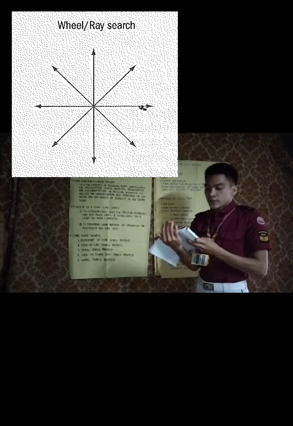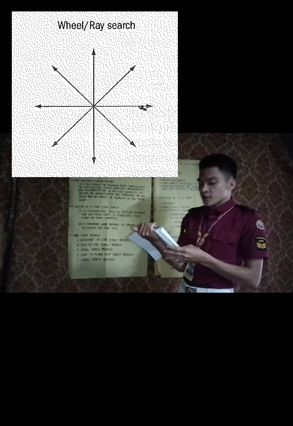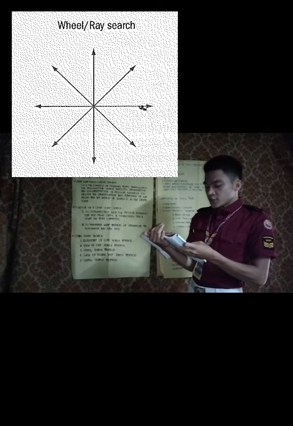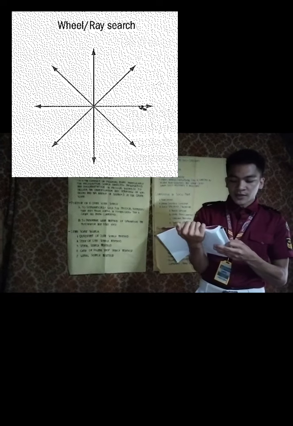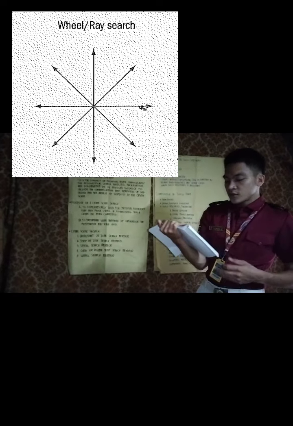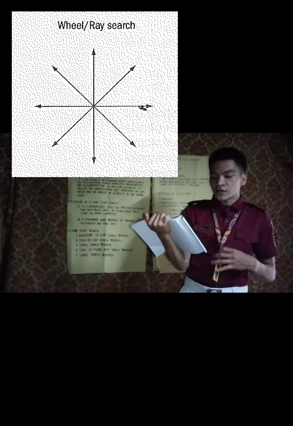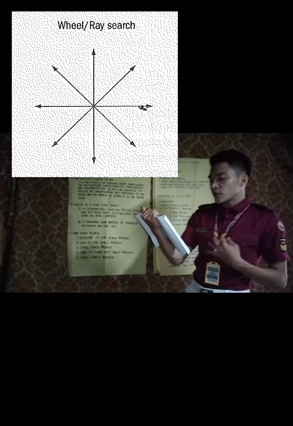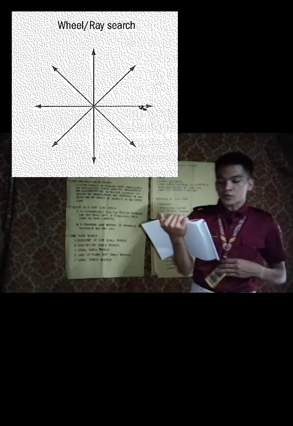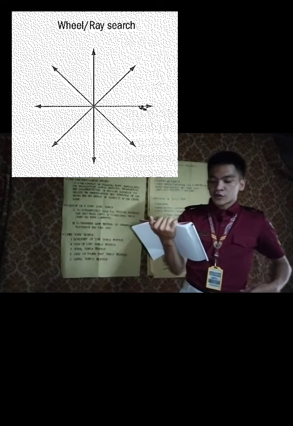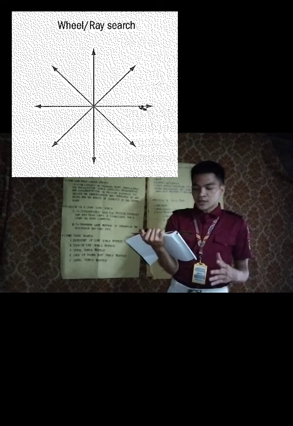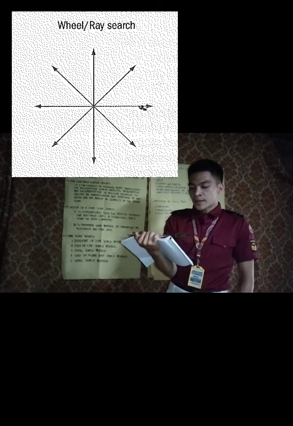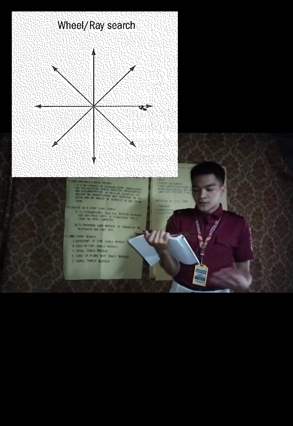So what is wheel search method? In this method of search, the area is considered to be approximately circular. The searchers gather at the center and proceed outward along radii or spokes. The procedure should be repeated several times depending on the size of the circle and the number of the searchers.